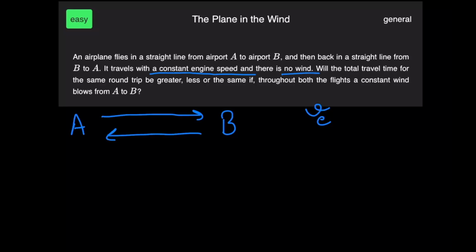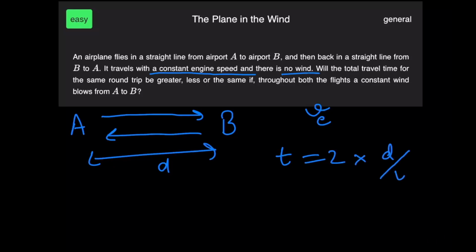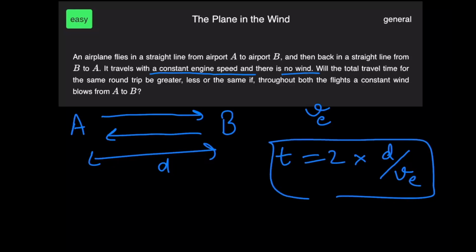So let's say the distance between A and B is d. The time is basically two times, because it goes back and forth, the distance upon the velocity of the engine. So this is the current total time it takes for the entire trip.